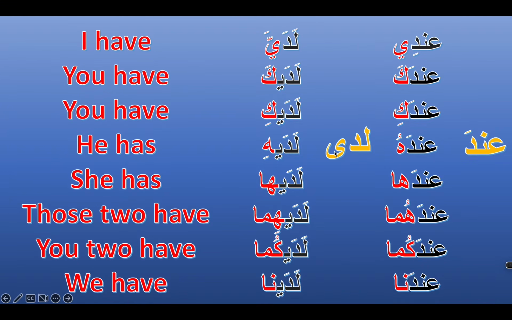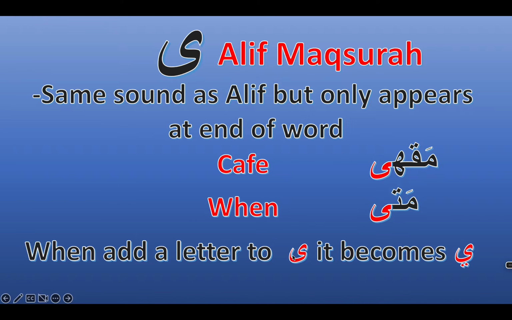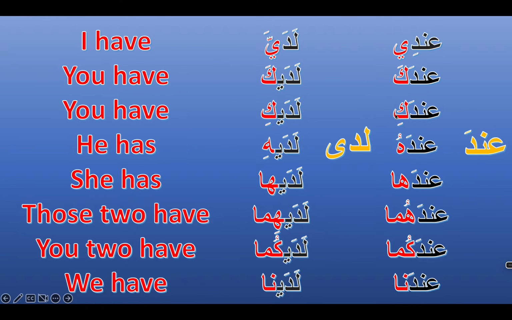Similar story with ladda. Although notice with ladda, it ends in the letter alif maqsura. Now, as we saw previously, when we add a letter to join on to alif maqsura, the alif maqsura becomes a ya. So bear this in mind because we are now going to add the suffix to it. So ladda becomes ladayya, I have. Now notice we've got the shadda on top of this because the alif maqsurah has become a ya because we've added a suffix, and we've also added that suffix which is a ya. So we've actually got two yas. So that's why we've got a shadda on top to show that there are two yas here.